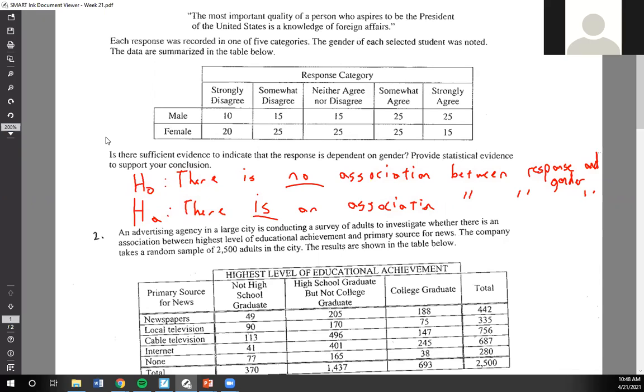We're going to use an alpha level of 0.05. So the null hypothesis is that there's no association between the 2 variables. The alternative is that there is an association between the 2 variables. Or you could say the null hypothesis is that the response doesn't depend on gender, and the alternative is that the response does depend on gender. So that's your step 1.